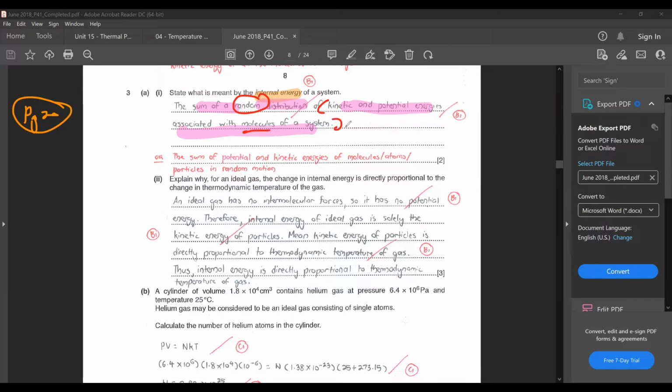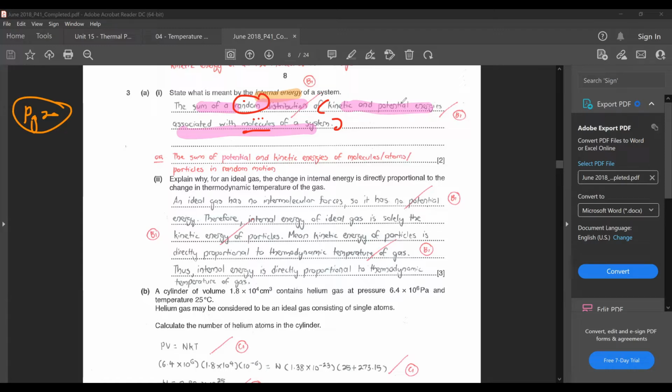You need to mention that it is the sum of kinetic and potential energies of molecules inside a system. If you just say it's the sum of kinetic energy and potential energies, that one is actually not complete. You have to make mention that the kinetic and potential energy is relating to the molecules and that the values are random in the first place. Okay, so that one should be fine. That one is just a definition issue.